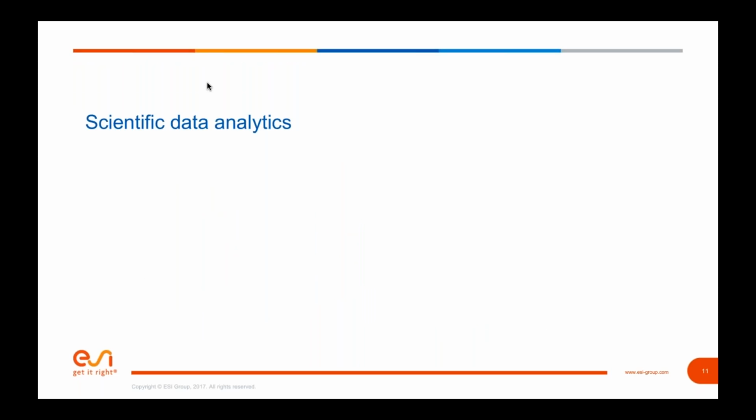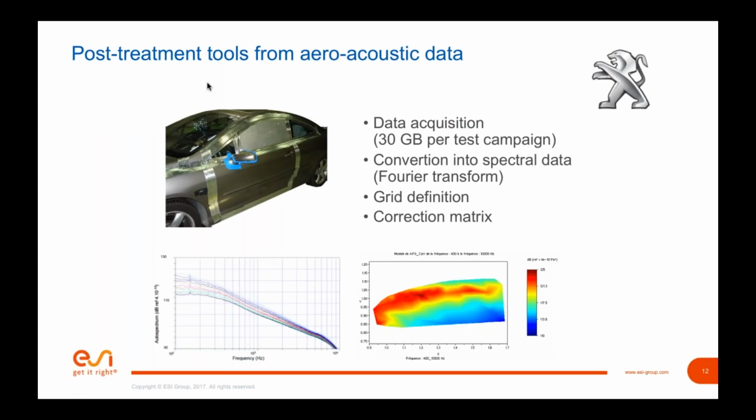Now we go through the use cases in data analytics. One of the first examples is from Peugeot, the French car manufacturer. Here they perform a lot of test and measurement, with post-treatment of aeroacoustic data. This is just measuring the impact of the rear mirror on the design. Basically, they record all of those data from sensors. They go into the spectral domain, into frequencies, through a Fourier transform, and they just display the results on a small graph.